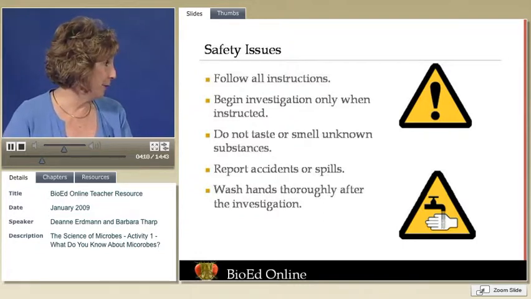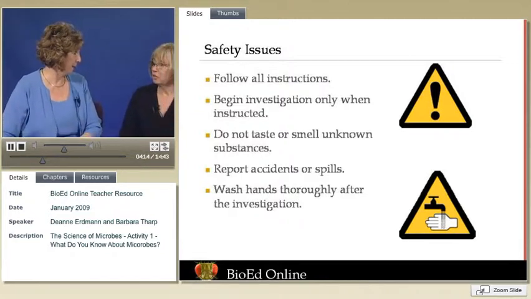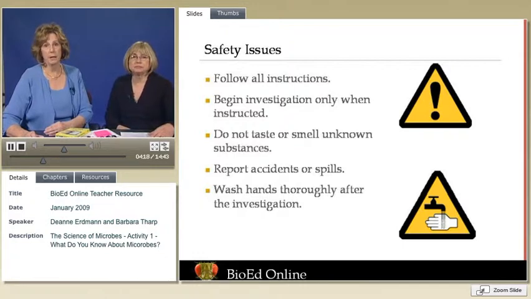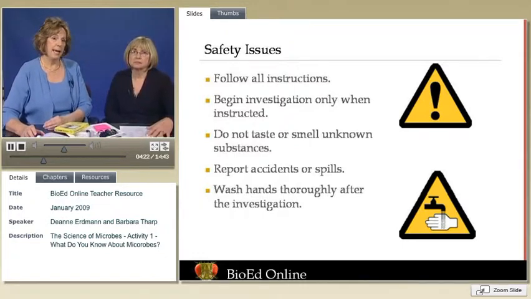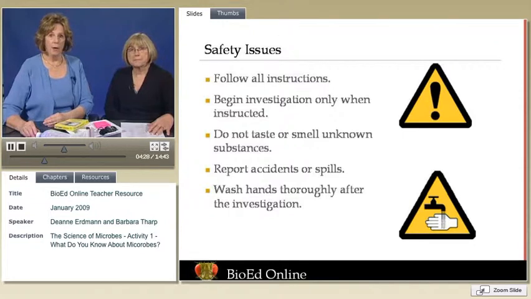How many times have you had kids that as soon as you had the materials out on the table, they're already starting? And of course, not tasting or smelling unknown substances, and reporting accidents and spills immediately. And we always want to wash our hands after the investigation, and use goggles when necessary. Oh, absolutely. Definitely.